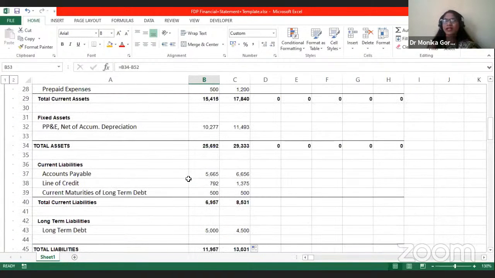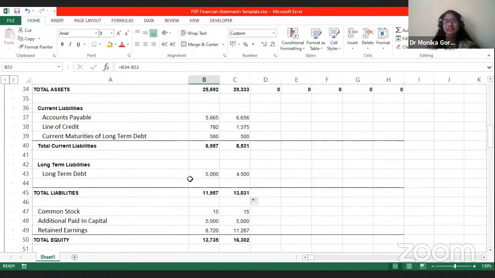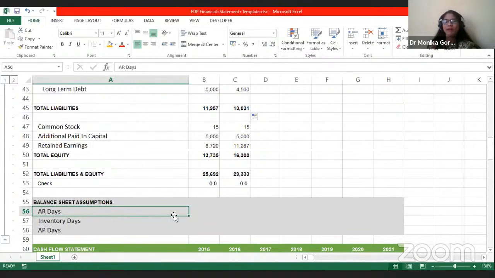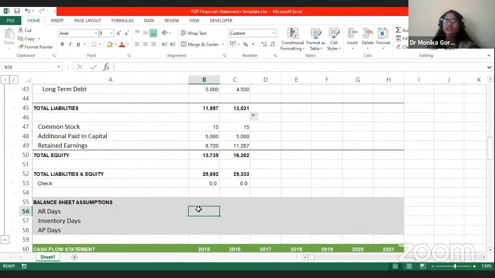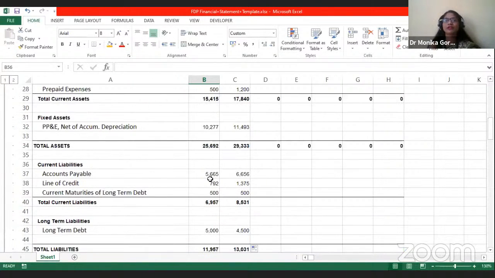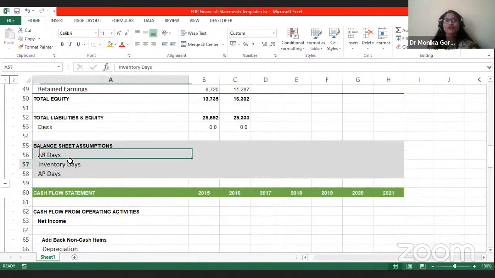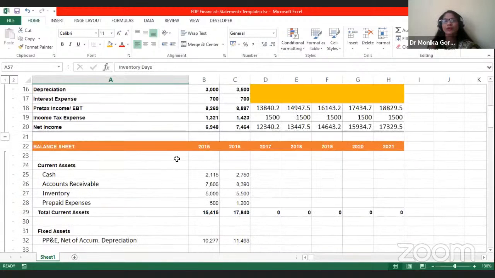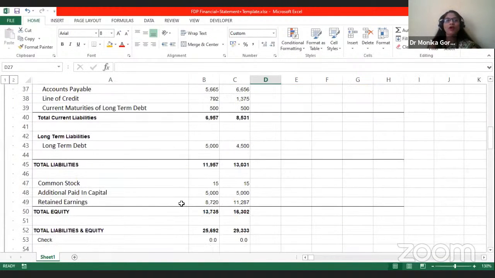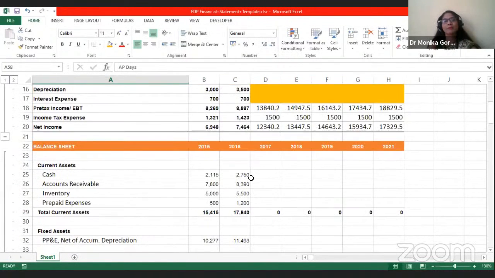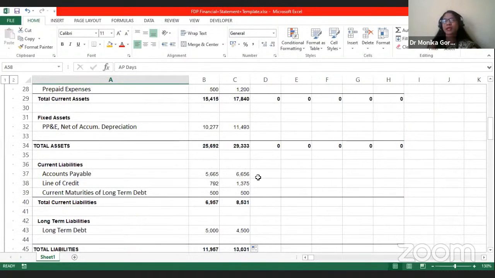So while preparing your balance sheet, what are the assumptions which we have to make? The first assumption, on the basis of the historical data, is that we have to start with our accounts receivable days. On the basis of accounts receivable days, I will be able to calculate my accounts receivable. On the basis of inventory days, I will be able to calculate my inventory amount. On the basis of accounts payable days assumption, I will again be able to calculate my accounts payable in my current liabilities.